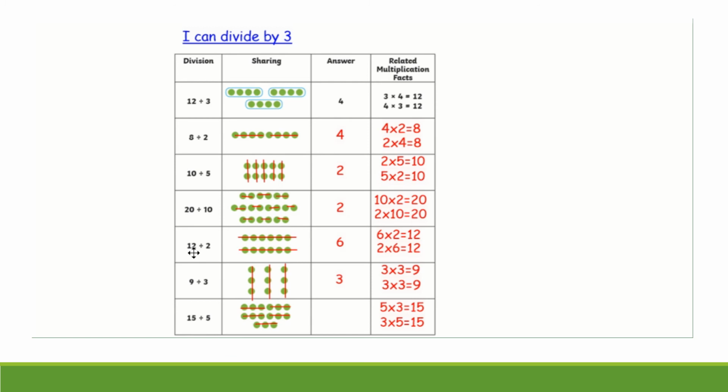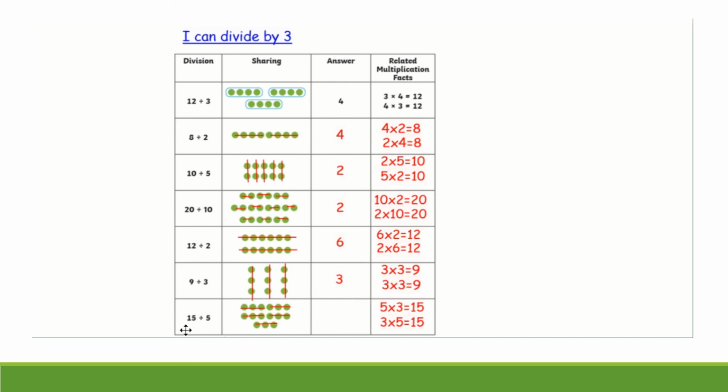12 divided by 2, we want 2 equal groups, and there were 6 in each group. And the multiplication facts were 6 times 2 equals 12, and 2 times 6 equals 12. 9 divided by 3, we need 3 groups, and there were 3 in each group, so the answer was 3. And we know that 3 times 3 is 9. Doesn't really matter which way, we still get 3 times 3 equals 9.